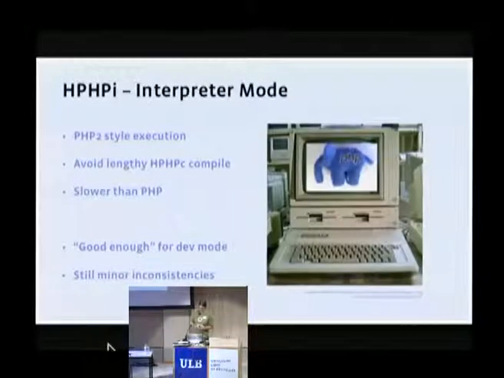It's a conflict. So we threw together HPHPI, which is Hiphop in interpretive mode. This basically followed the PHP 2 style of script execution, which is, let's look at a line, figure out what it wants to do, do that instruction. Look at the next line, figure it out, do that instruction. Absolutely no pre-compiling, no intelligent caching of the code. It was really slow. It probably ran at about a quarter of the speed of regular PHP. But at least it was mostly consistent with Hiphop. I say mostly because we still missed a few things. This was painful, but it was good enough for development machines.